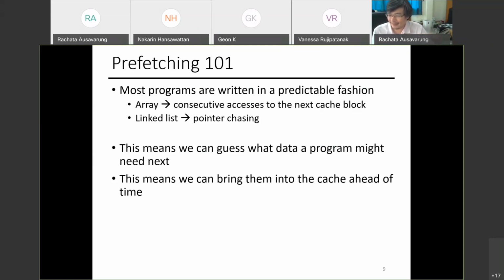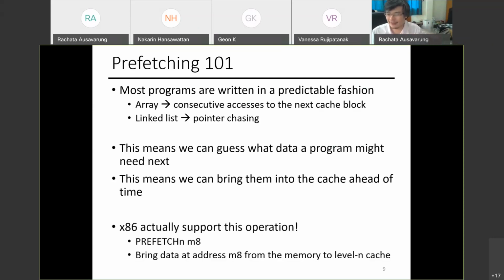And these things exist on your Intel processor and AMD processor. There's this thing called the prefetch instruction. You can actually put that in the assembly code, this line, where prefetch n means the level of the cache. So prefetch 1 means bring whatever this address is into the L1 cache. Prefetch 2 M8 will mean bring the address M8 into the L2 cache.